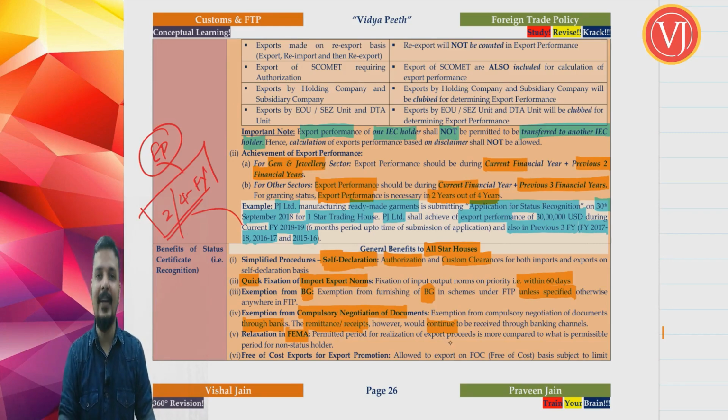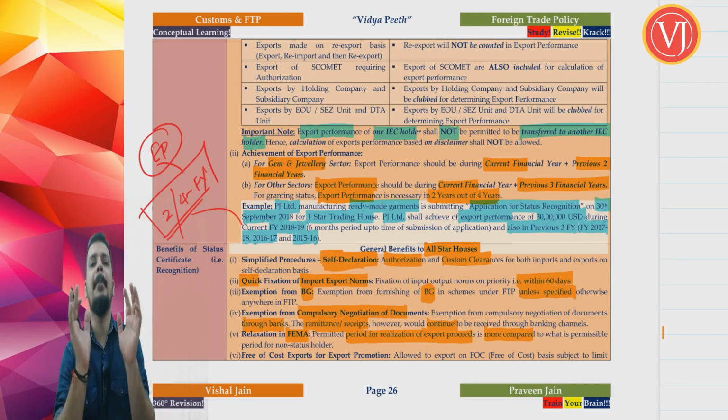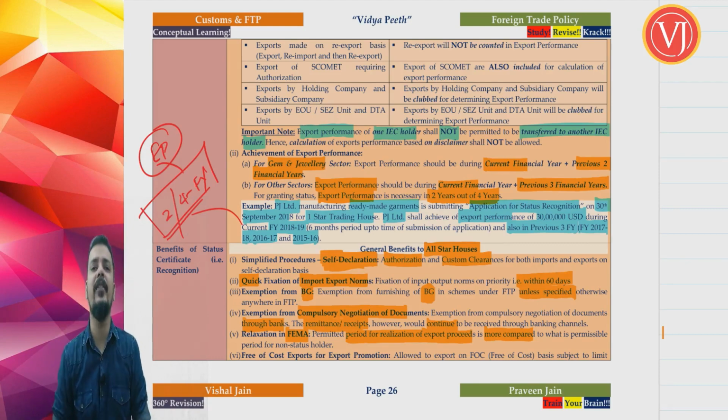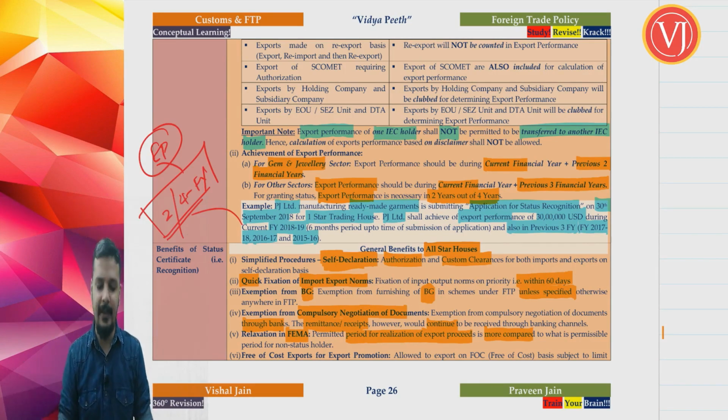So these star houses can easily apply and get their export proceeds for an extended time, and that extension is easily given to them. So the time for realization of export proceeds is generally more compared to what is permissible for non-star holders. They'll tell that, see, I'm a big exporter, I want certain extra time for realizing my export proceeds in foreign currency. Now these star holders will easily get extension from RBI to get their export proceeds in foreign currency. So the time is normally higher for star houses compared to other exporters.